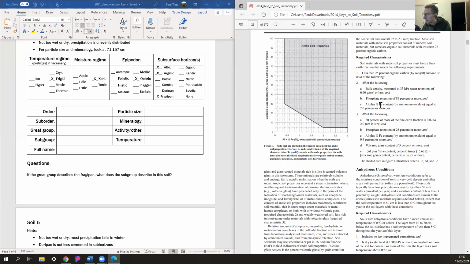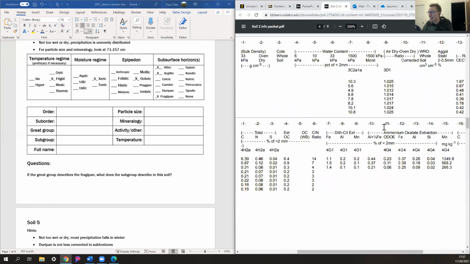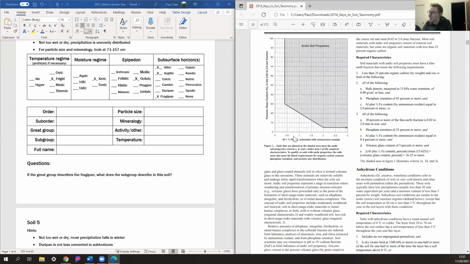Our aluminum plus half iron content equal to 2% or more. It's not 2% or more. You don't have to add all these up, right? That doesn't really make sense to do because they're percents. It's not a total of anything. We're less than half, honestly. So that's really a bummer. We don't even make it to the 0.5 right here, looking at the x-axis, aluminum plus half iron percentage. We're right here. We're really low on the list.